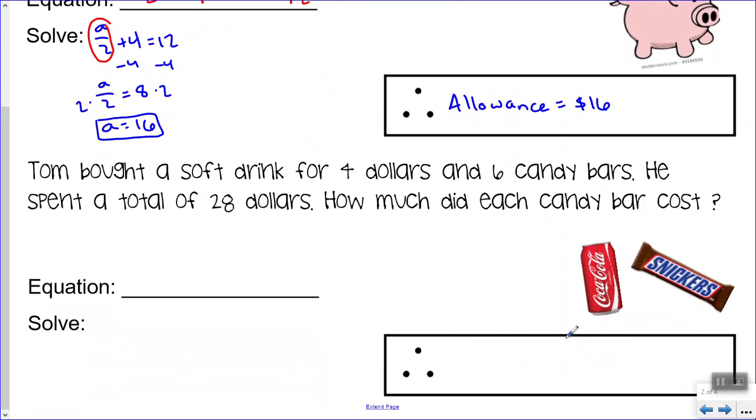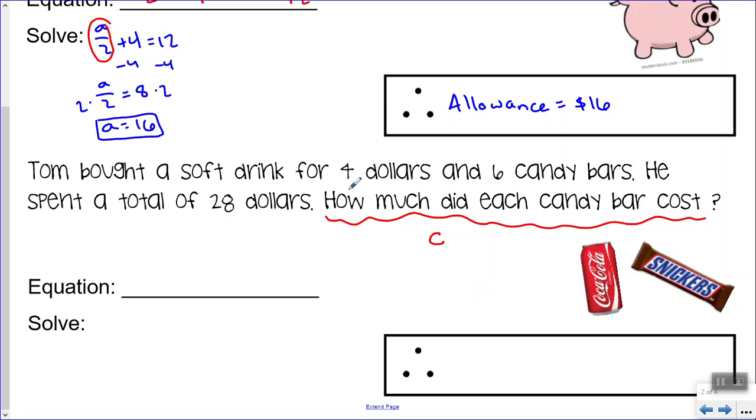Next we have Tom, who bought a soft drink for $4, and also he bought 6 candy bars. He spent a total of $28. We want to know how much did each candy bar cost. So the cost for one candy bar is going to be my variable. Go ahead and pause the video and see if you can write an equation.